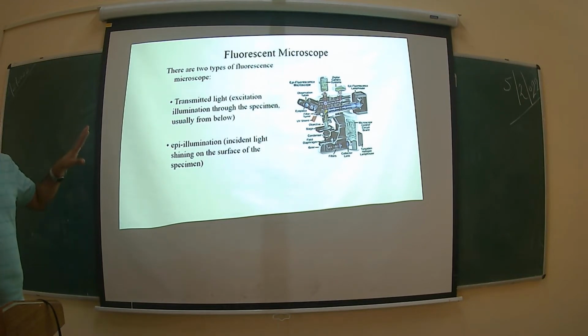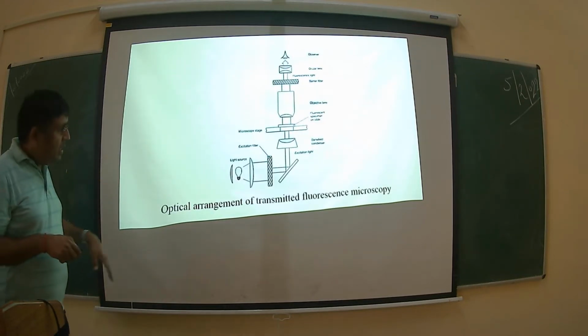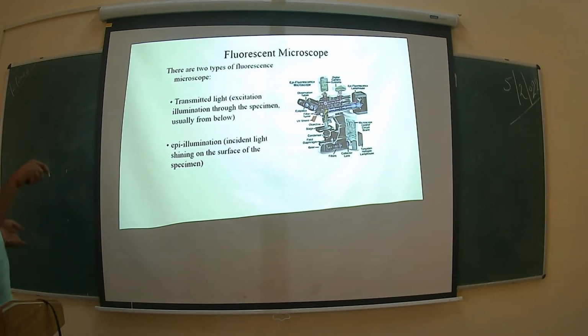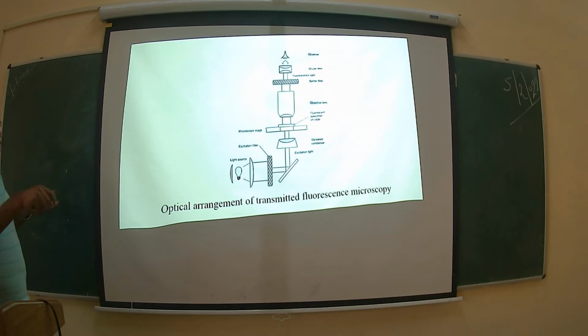Let's understand this one. For the transmitted type, here you saw this is the light source and this is the excitation filter. The excitation filter allows only the excitation light to go. And this is your sample. The light goes through the dichromatic mirror and passes through the specimen, and then you are looking at it here. So going back, illumination is occurring through the specimen, and then you are observing.